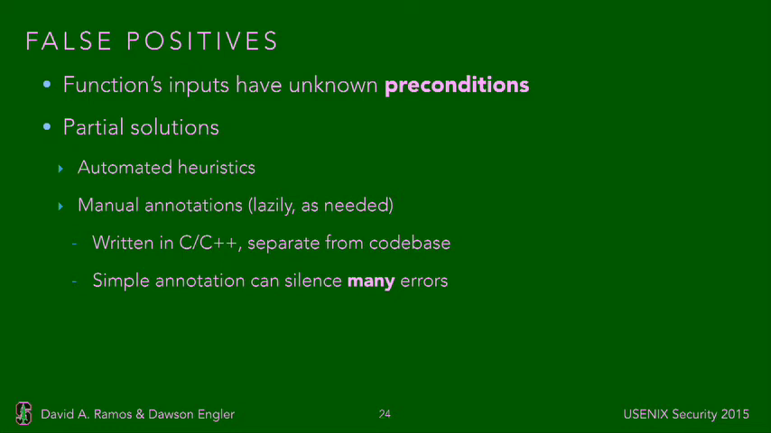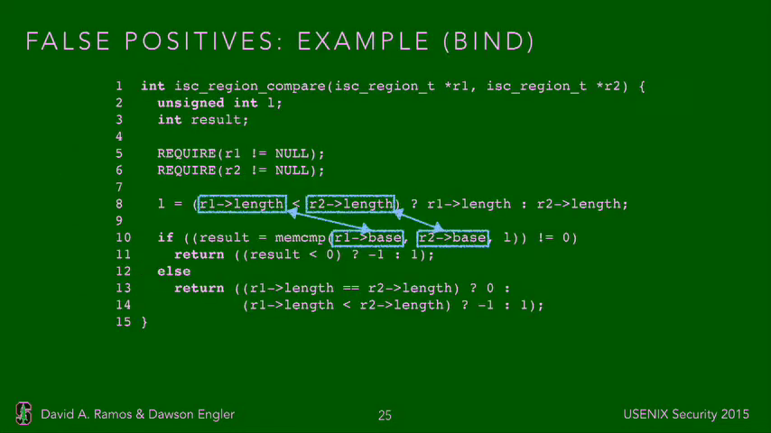Here, the user can use our tool without any effort up front, and then on the back end, if it reports false positives, they can silence these. In practice, we found that simple annotations can actually silence many errors. And here's one example. Here we have this isc_region_compare function from BIND that looks at two memory regions and compares them. And a memory region is just a base pointer and a length. However, our tool does not know that this base pointer and the length have anything to do with one another. So this memcmp call on line 10 returned a lot of out-of-bounds read errors that are actually all false positives because the code properly checks the length on line 8.